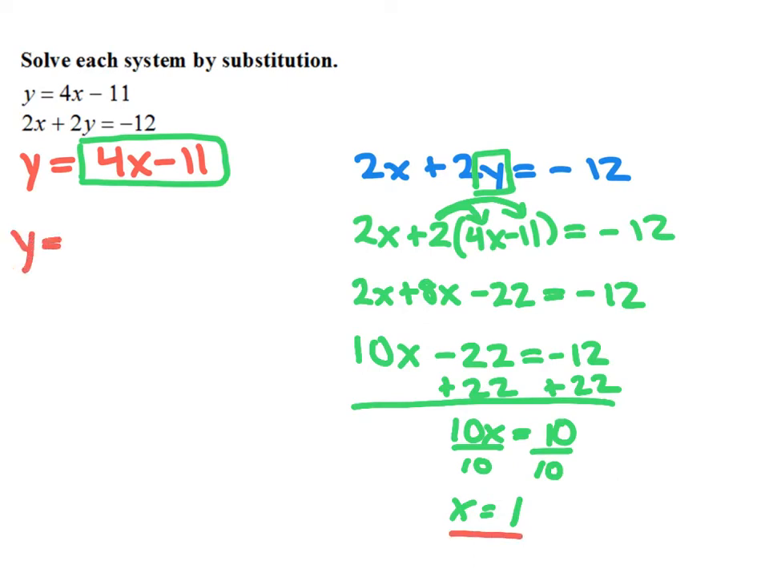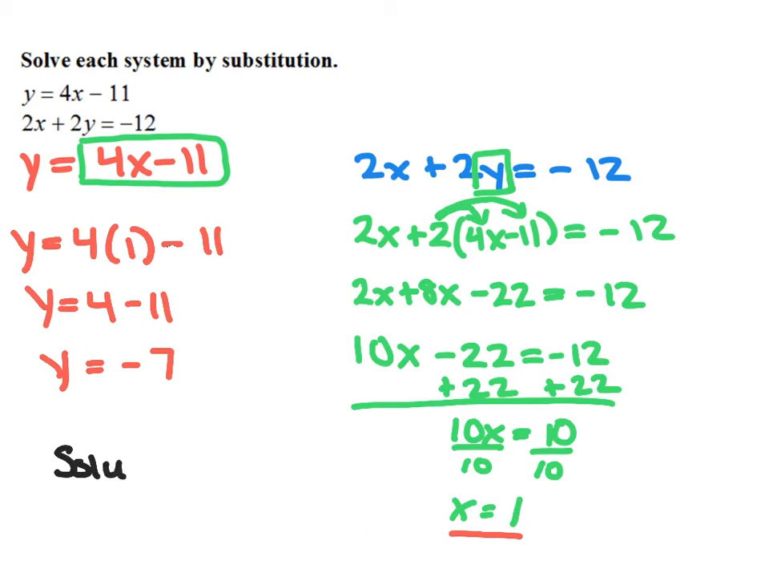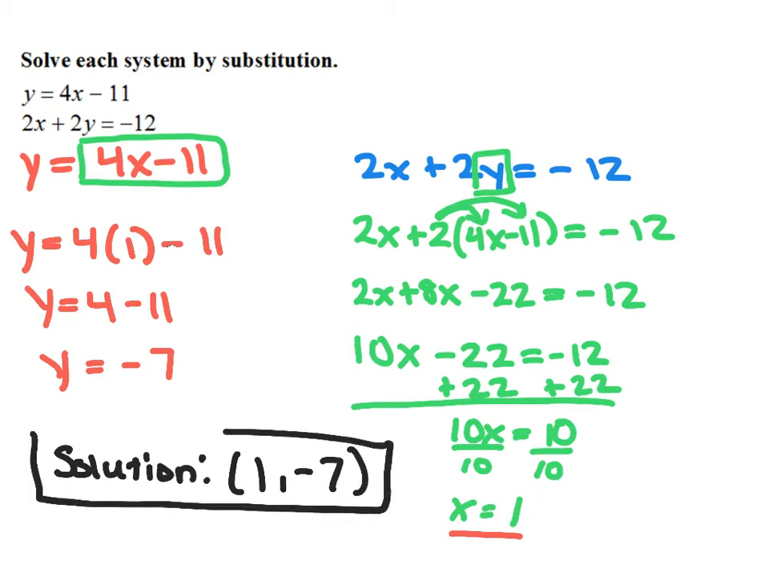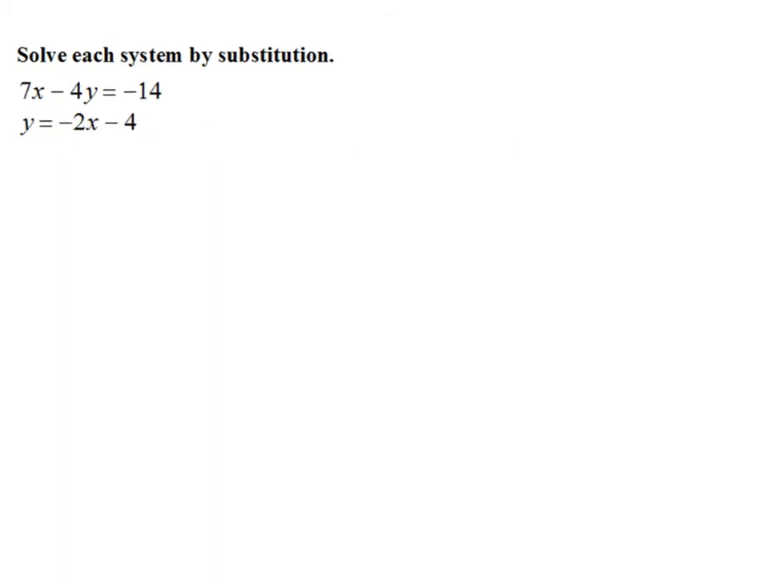So I have y equals 4 times 1 minus 11. So that'll be y equals 4 minus 11, so I'll get y equals negative 7. So the solution to this system is 1 comma negative 7. Pause the video and try the next example on your own.